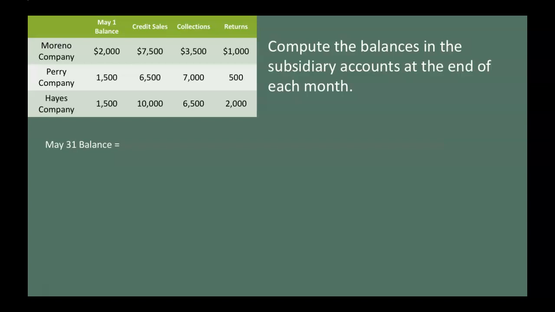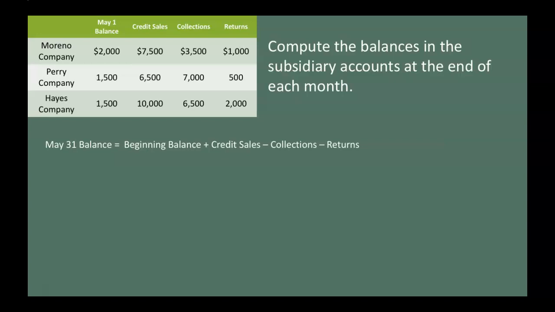So we have all of our information in the upper left. We have their beginning balance, their credit sales, collections, and returns. Well, we're dealing with accounts receivable here. So to figure out our May 31st balance, we are going to use this equation. We're going to start with their beginning balance. So what did they owe us on May 1st?